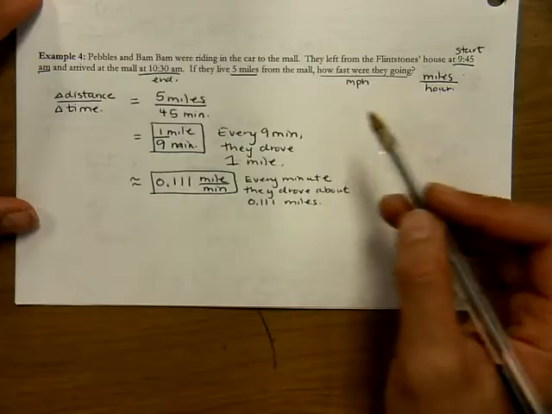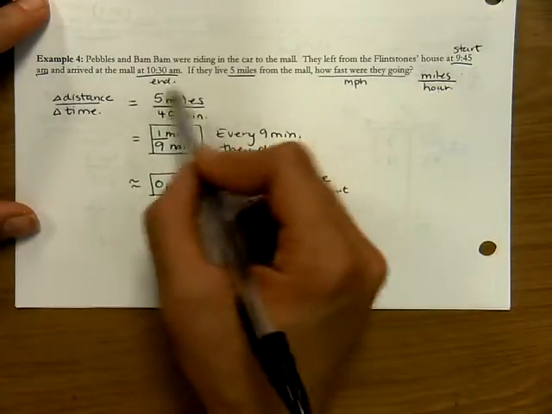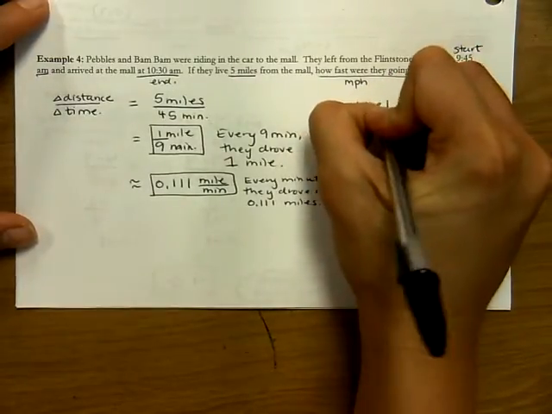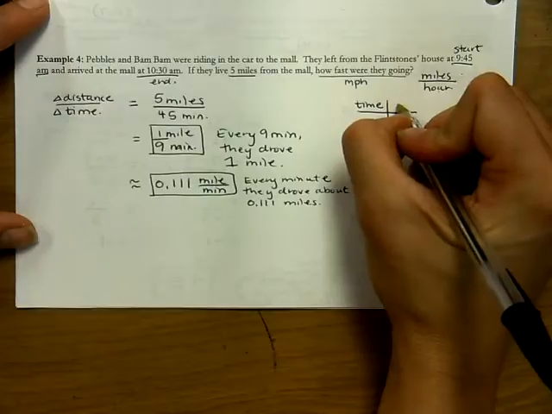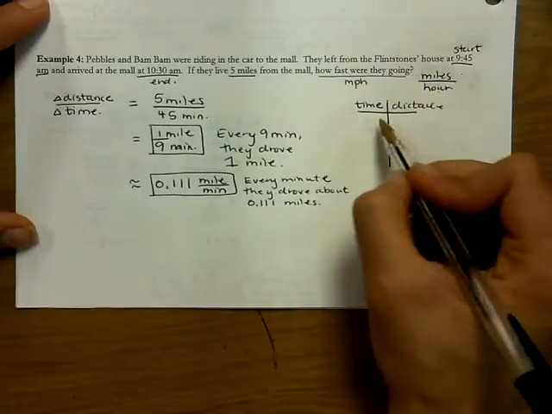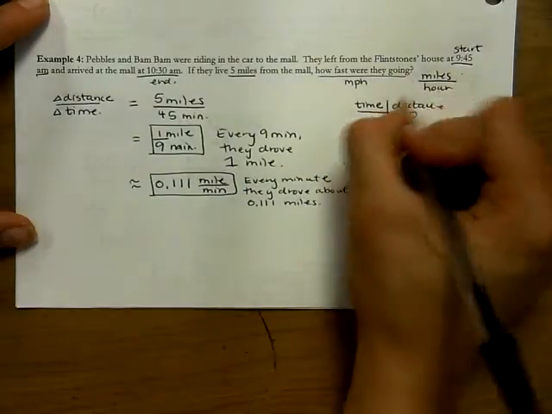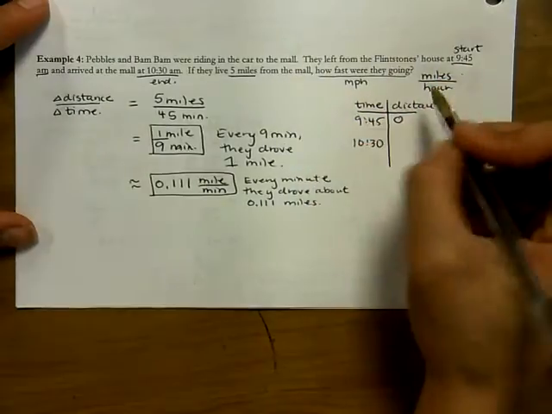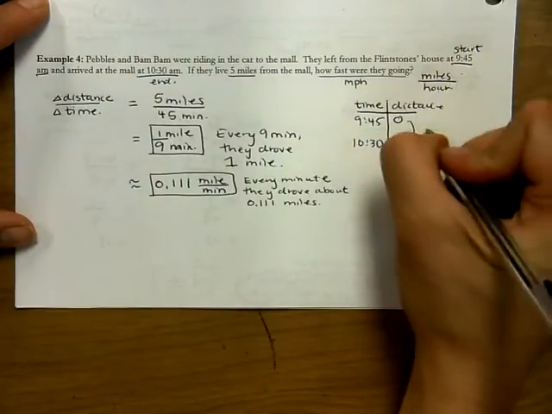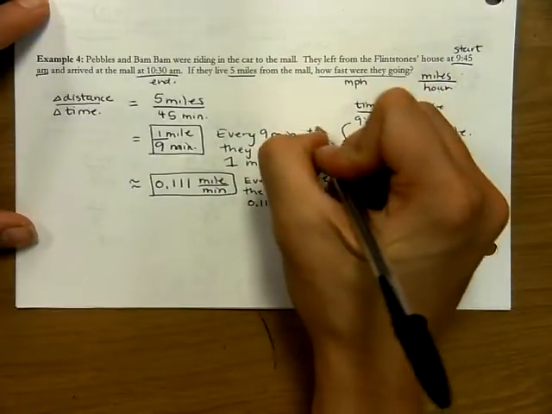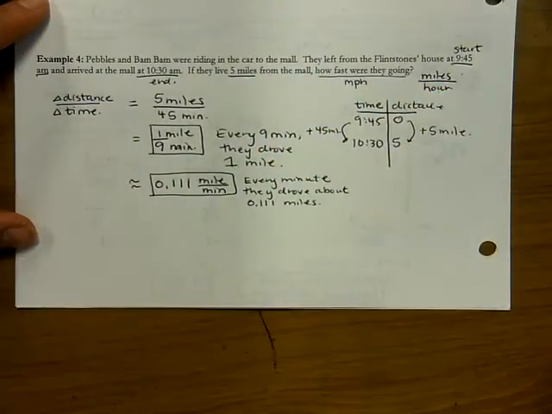Now, we can think through this in a different way. Instead of doing it just like this, we could have made a table, and you could have the time and the distance. So before they leave their house, they've traveled no distance, and that time, it said, was 9:45. At 10:30, they arrived at the mall 5 miles away. So they increased by 5 miles. The time increased by 45 minutes. So you could think of it in a table as well.